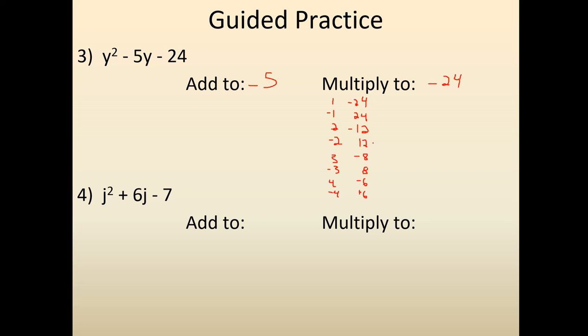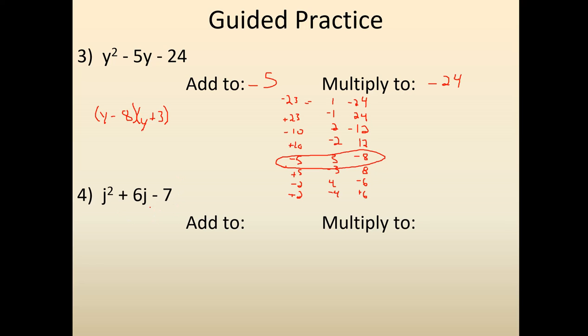So going through all these, we can see that this adds up to negative 23, positive 23, negative 10, positive 10. Start to see a pattern here. This is going to be negative 5, positive 5, negative 2, positive 2. So that means these are the numbers that I'm going to use. So my factors will end up being y minus 8, y plus 3.